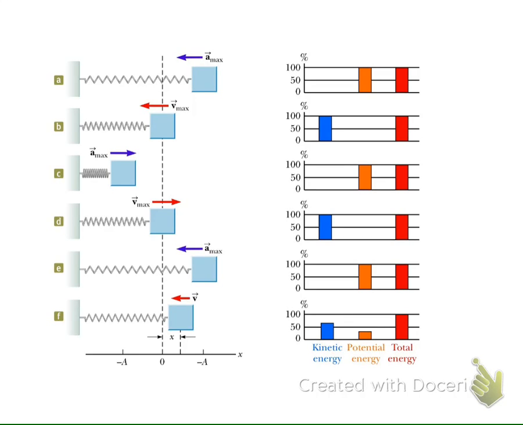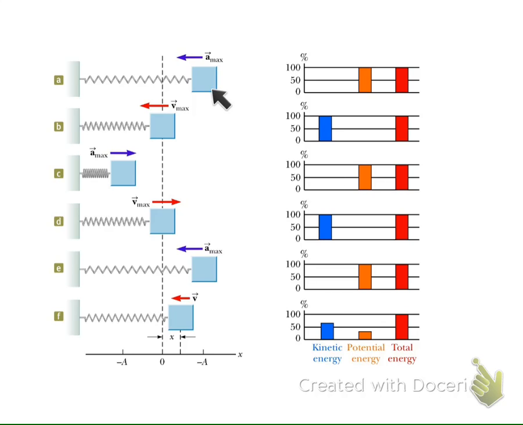We can also explain the property of the kinetic and potential energy, or the behavior of the kinetic and potential energy in the simple harmonic motion using the motion diagram like this, and also the energy diagram like this.